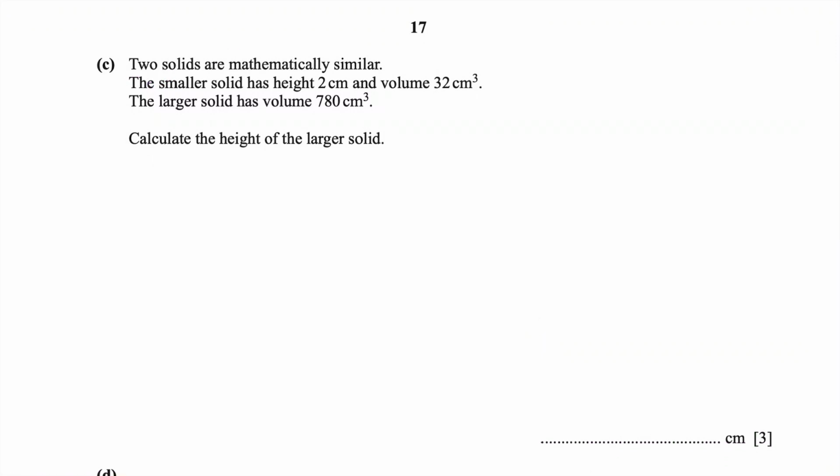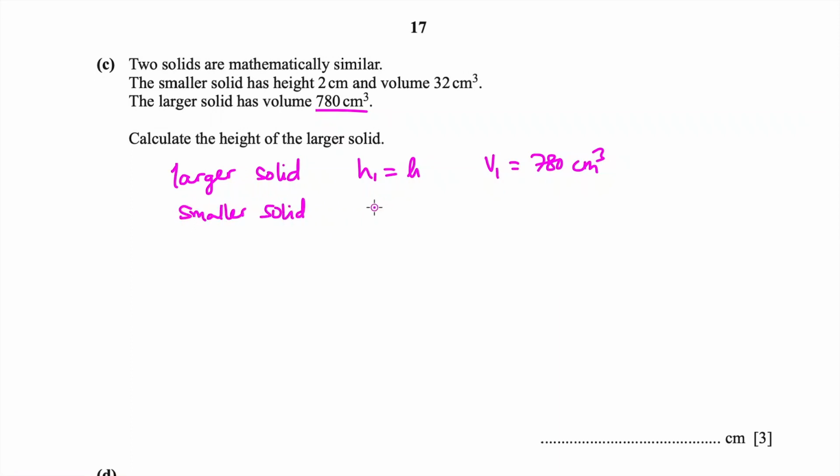C, two solids are mathematically similar. The smaller solid has a height 2 centimeters and volume 32 centimeter cube. The larger solid has volume 780 centimeter cube. Calculate the height of the larger solid. So for the larger solid, let the height h1 be h and v1 is equal to 780 centimeter cube. For the smaller solid, h2 is equal to 2 centimeters and v2 is equal to 32 centimeter cube.